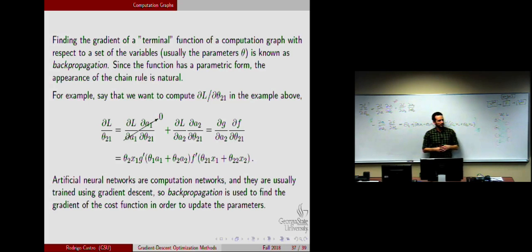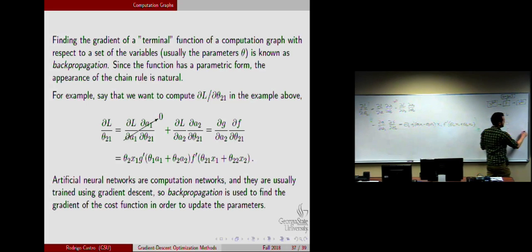The backpropagation starts from the cost function and goes back. So suppose that this ends in some hypothesis, whatever, and this goes to a cost function. You can find the derivative of this cost function with respect to each weight at each layer, all these weights. And you're going to use those derivatives to update the parameters. That is what is called backpropagation.